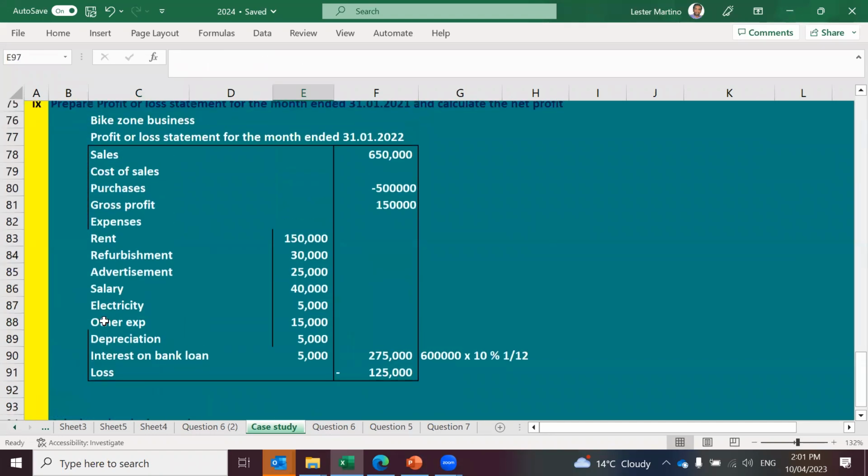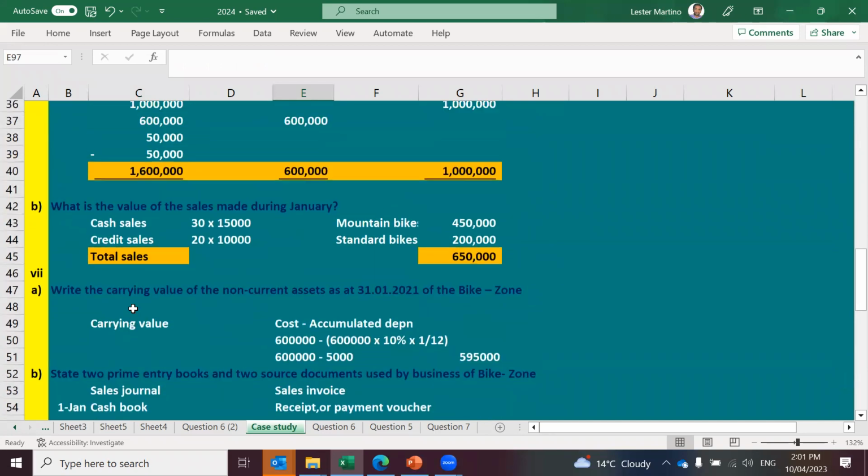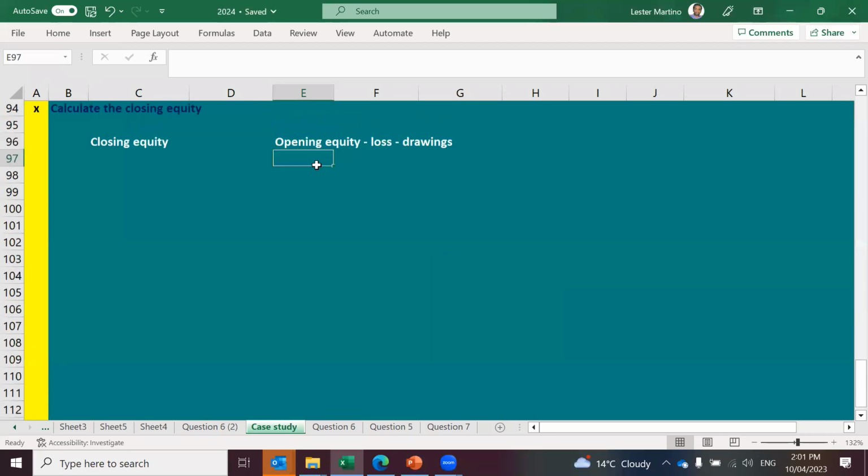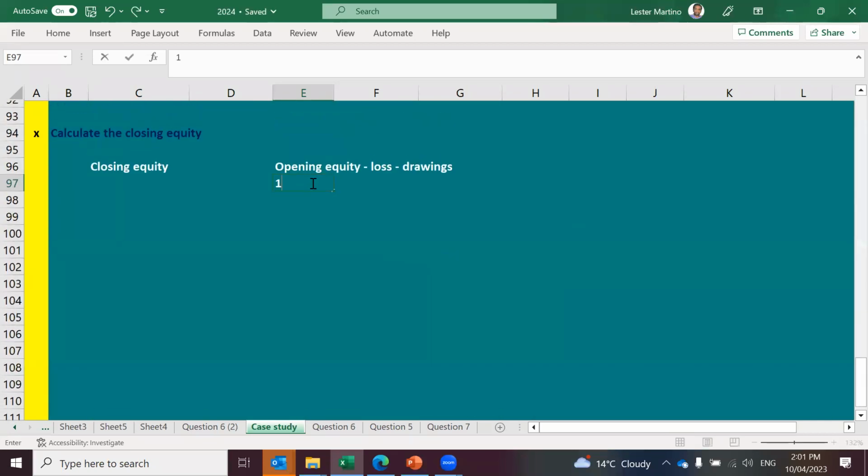So opening equity, from the transaction in question number 5, is 1 million. So write it down. 1 million minus 125,000 is 875,000. When 125 is taken off, it becomes 875,000. Is that understood? If you have a doubt, please ask.